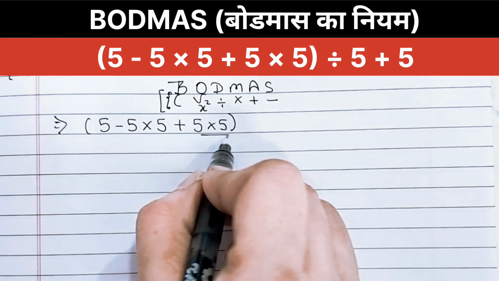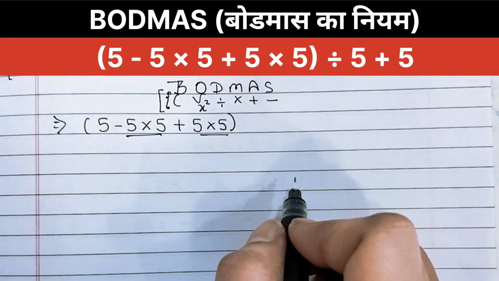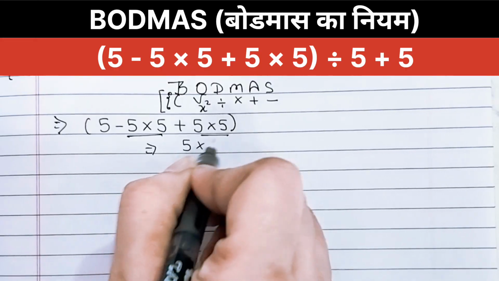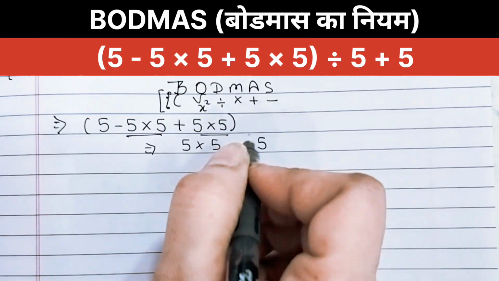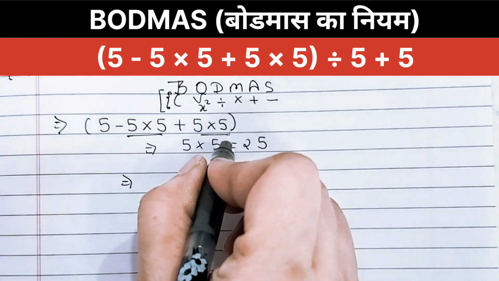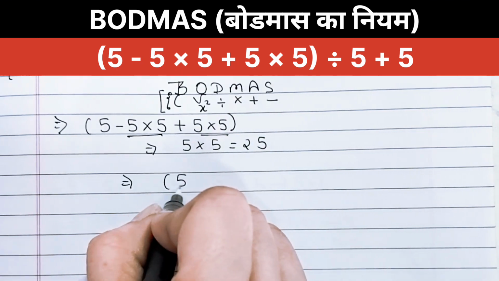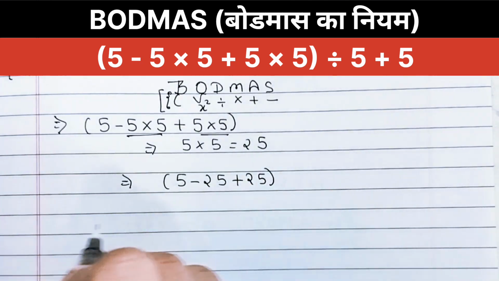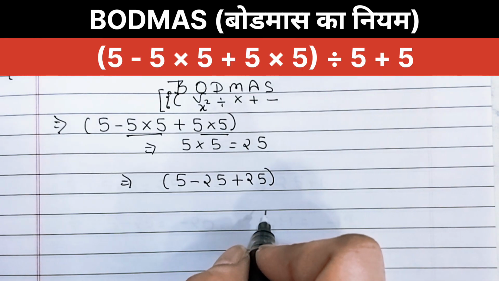So first we multiply the digits. First we perform the multiplication operation. So 5 into 5 becomes 25. And now the expression inside this bracket becomes 5 minus 25 plus 25. Now addition and subtraction we solve from left to right.